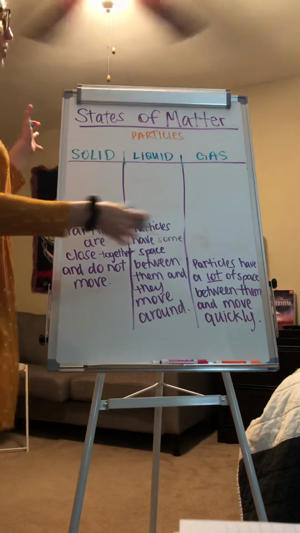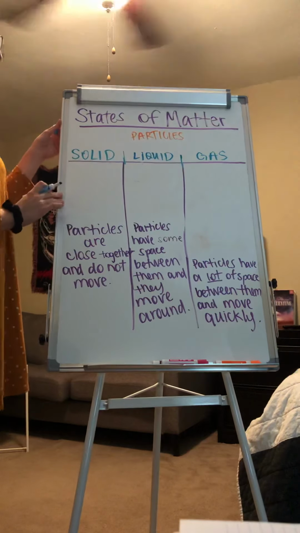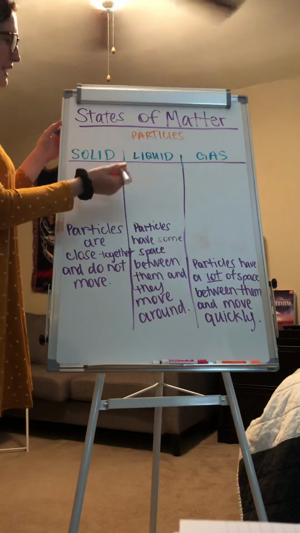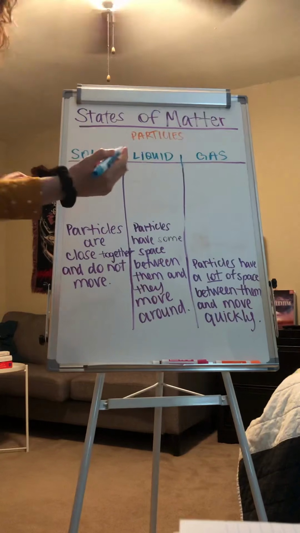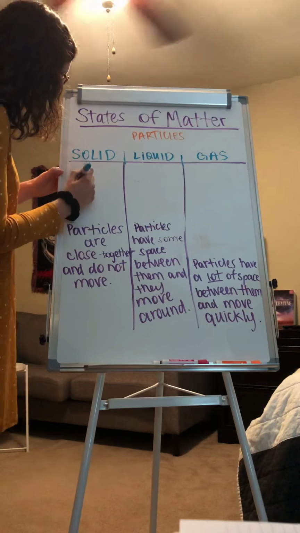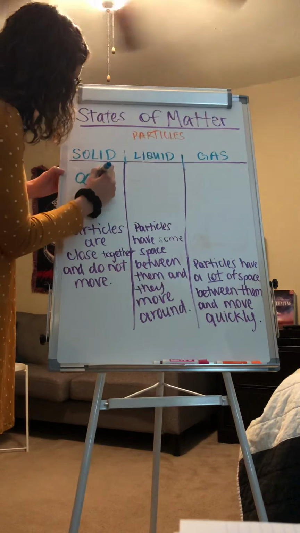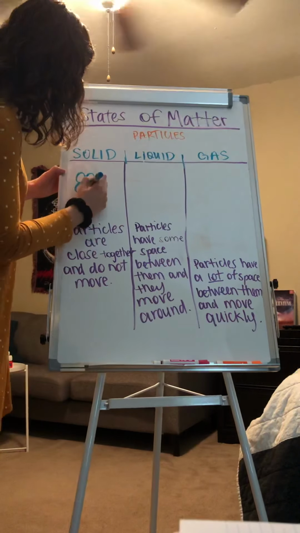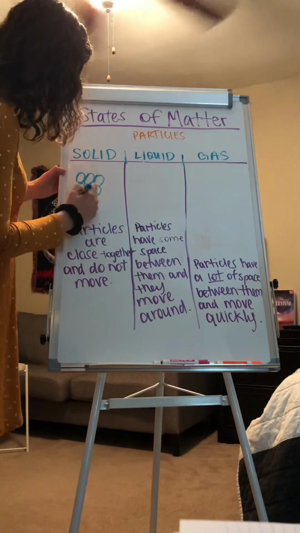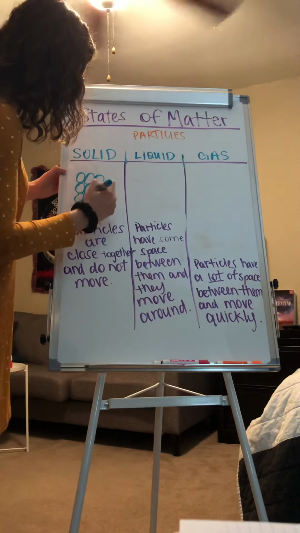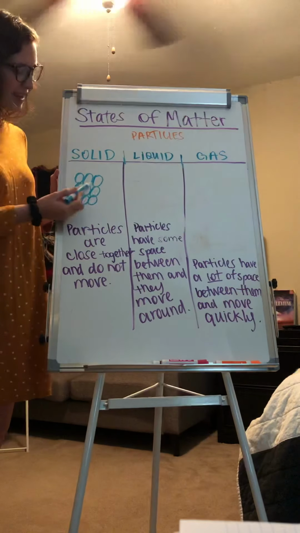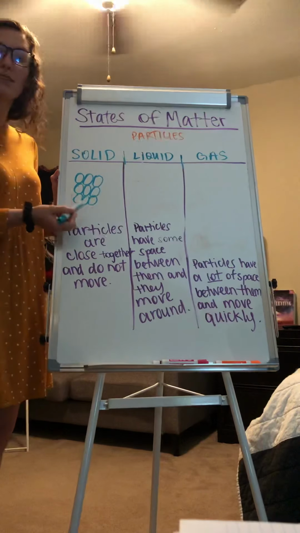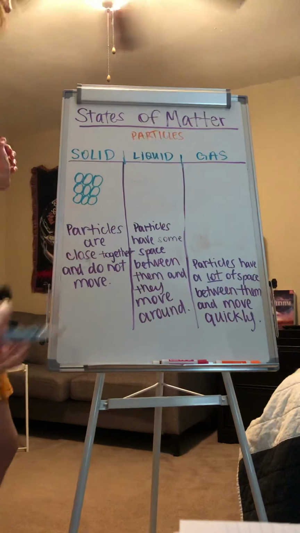So I'm going to show you guys how to draw a diagram of the different particles in a solid, a liquid, and a gas. So in a solid, the particles are really close together. That's why it's really difficult to change the shape of a solid. And the only way you can change the shape of a solid is if you force it to change. That's because there's not a lot of space in these particles and they don't move around a lot.